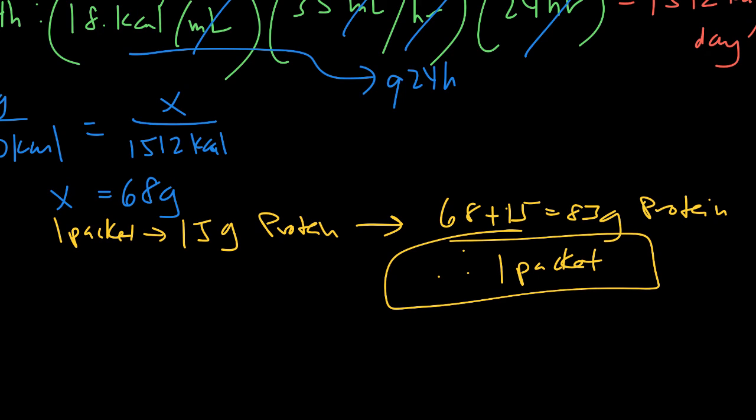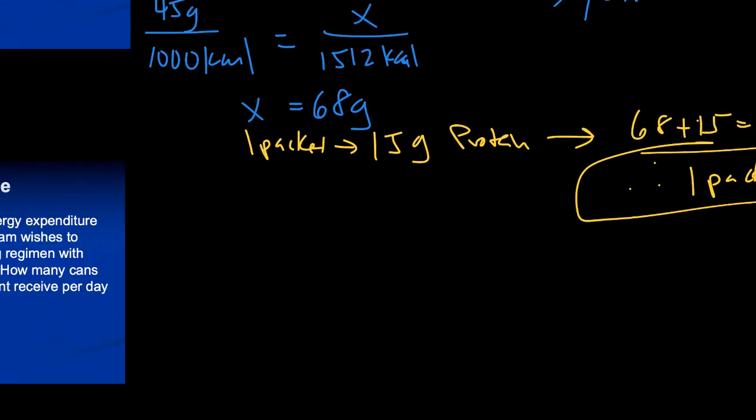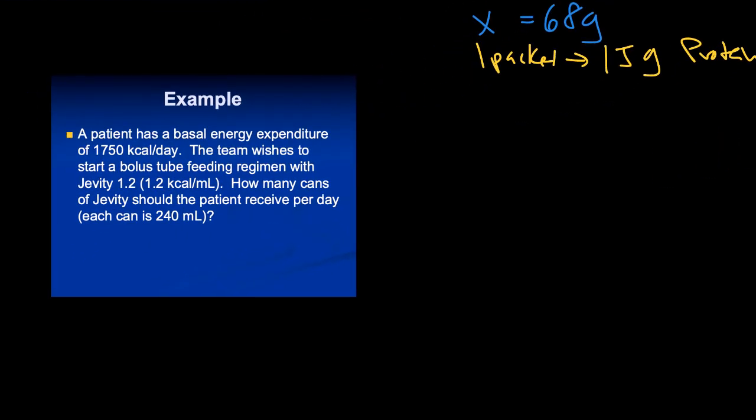Okay, last question. Okay, and then my little tidbit, as I promised. So, a patient has basal energy expenditure of 1750 kcal per day. The team wishes to start a bolus tube feeding regimen with Jevity 1.2 kcal per mil. How many cans of Jevity should the patient receive per day? Each can is 240 milliliters.